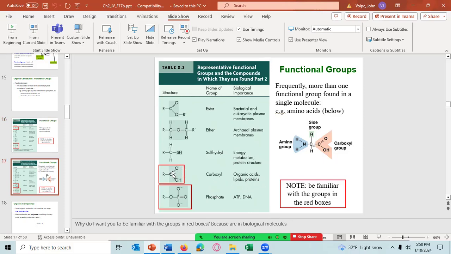A carboxyl group is COO, with that O being a double bond to the carbon, and then this O being a single bond to the carbon, and this O has an H on it, so this is an OH group. And then the last functional group you need to know about is the phosphate, and it's PO4 with a negative charge. Phosphate is found in DNA, RNA, and ATP. Any question about any of that?